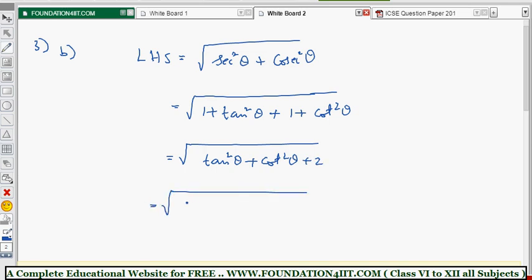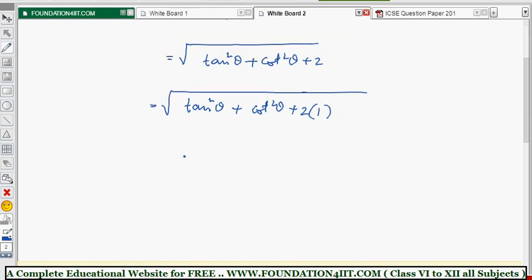We need tan plus cot itself, so you need to remove the square root also. That means first tan square theta as it is, plus cot square theta, plus 2 into tan into cot. So just 2 into 1 you write. Next, in the place of 1 we can write tan into cot, because tan into cot is 1.